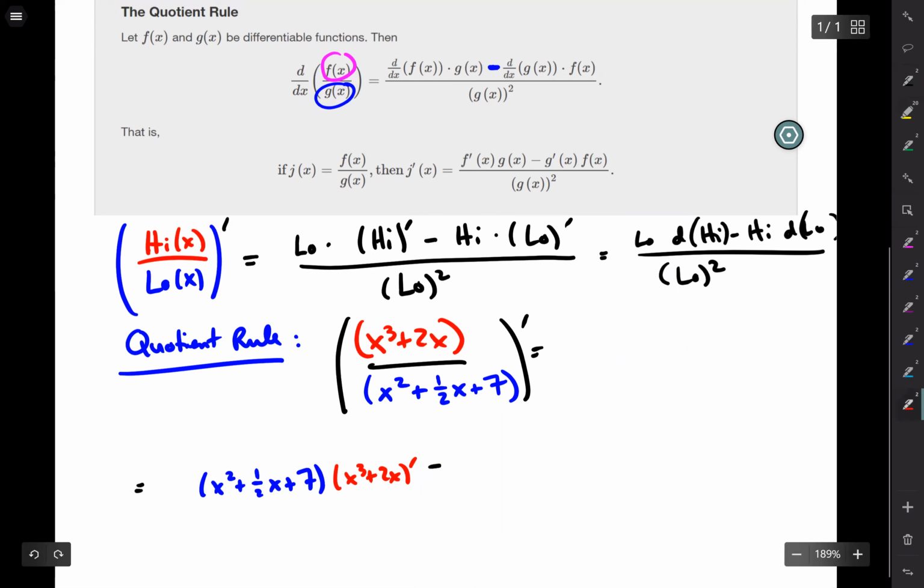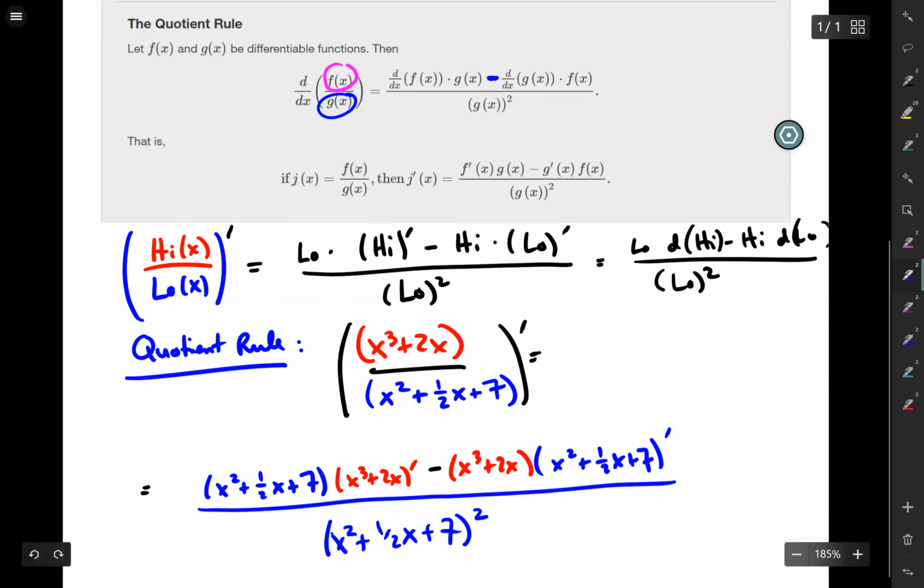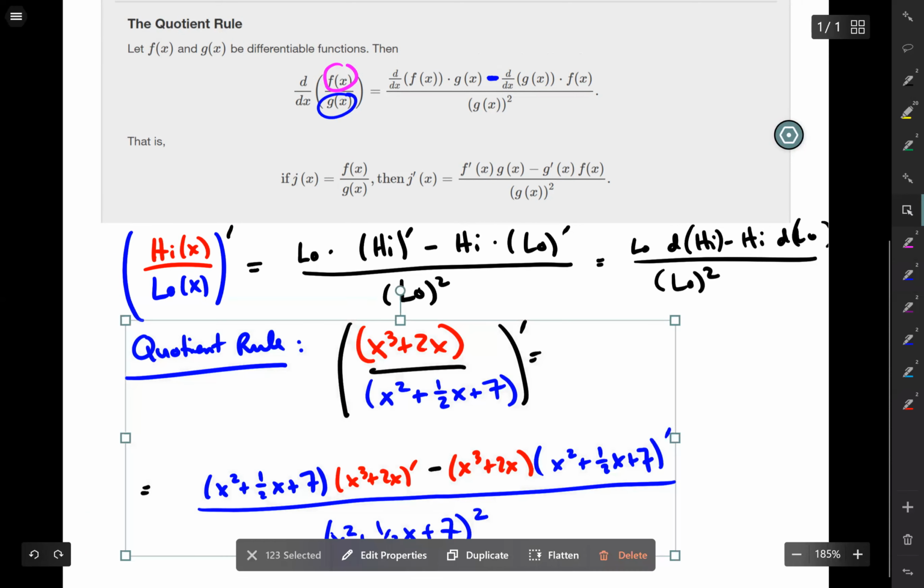minus high d low all over the square of the thing below. Okay, so now all that's left is to actually calculate those derivatives. And to make more room, I'm going to have to shrink this a little bit.